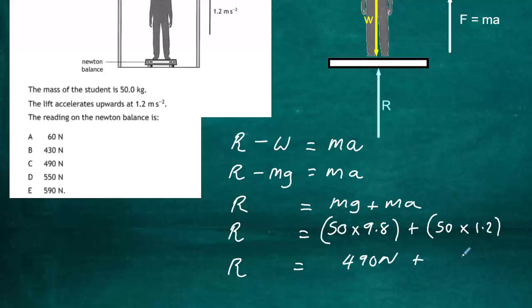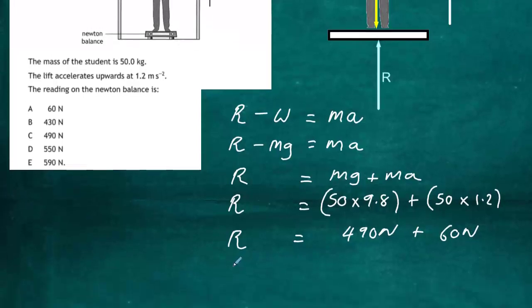Then I'm going to have plus 50 times 1.2. That's going to give us 60 newtons. So altogether the reaction force, which is the reading on the scales, is going to be 490 plus 60, which is going to give us 550 newtons. So our answer is that the reading of the scale will be 550 newtons. The scale will show a bigger weight than the person's weight when he's not accelerating. So the answer looks like it's going to be letter D.